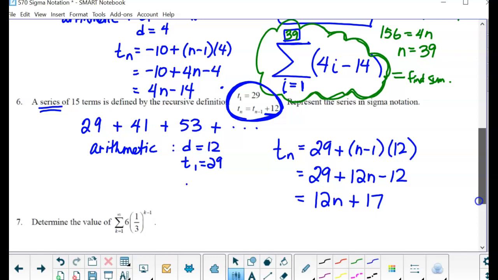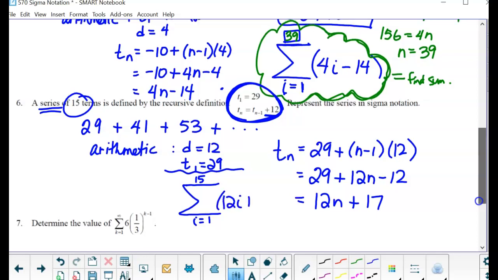Okay, now put it into sigma notation. Sigma, and again, I'm going to use i equals 1 to 15, because we're told 15 terms, and then 12i plus 17. And I like to put it in brackets, because maybe you're meaning the sum of 12i and then add 17. So I like to put the whole thing, your general term, in brackets. Then you know that is for that sigma notation.